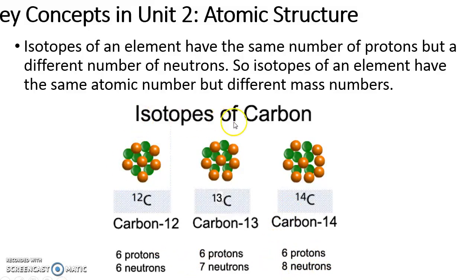So you'll notice all isotopes of carbon, and actually all ions of carbon as well, have 6 protons. Having 6 protons is what makes something carbon. So the number of protons never changes. If the number of electrons changes, it becomes an ion. If the number of neutrons changes, then we're talking about isotopes.